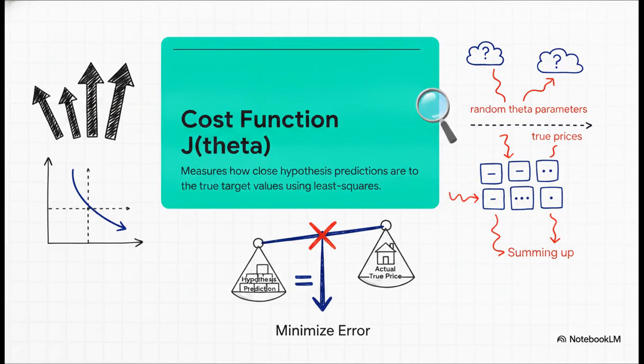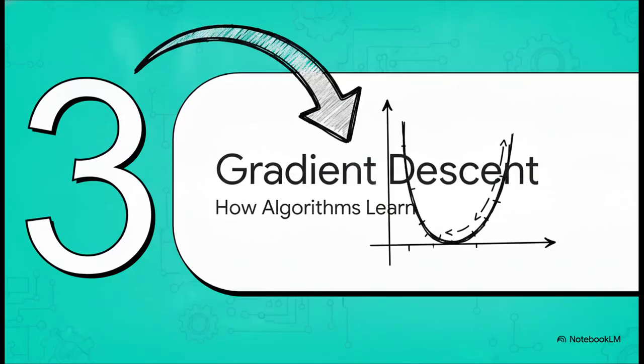This right here is the famous least squares cost function. Our ultimate mission? Find the exact values of theta that minimize this cost function. Minimize the error and you maximize the accuracy of your predictions. It's that simple. Which brings us to Section 3, gradient descent algorithms, how the computer learns.